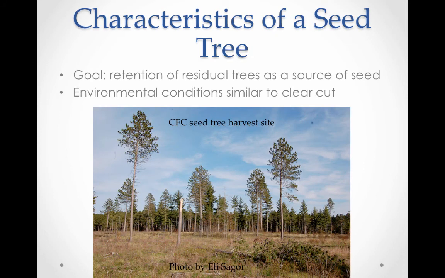So, characteristics of a seed tree. The goal is the retention of residual trees as a source of seed. So we're only looking at this for a source of seed. And generally the environmental conditions are similar to a clear cut. Here's an example from the Cloquet Forestry Center with a seed tree harvest of red pine. Again, the goal of this is the retention of these trees as a source of seed.